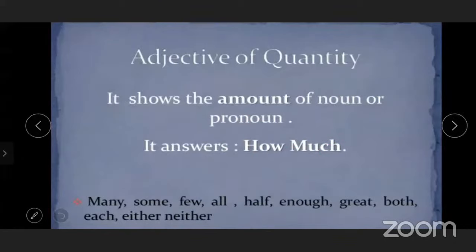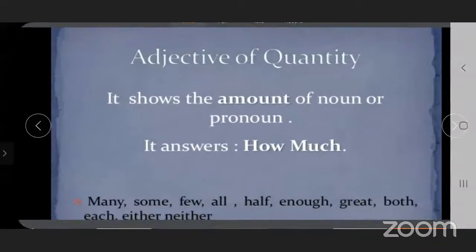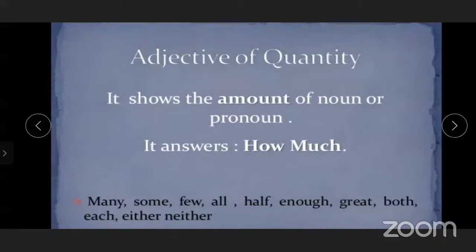What is meant by adjective of quantity? It shows the amount of a noun or pronoun. It answers how much. Adjectives of quantity are generally used when we do not need to denote the exact number of nouns, such as the number of hairs, rice grains, or sugar crystals in a pocket or a spoon. Sometimes some indefinite numeral adjectives are considered adjectives of quantity.